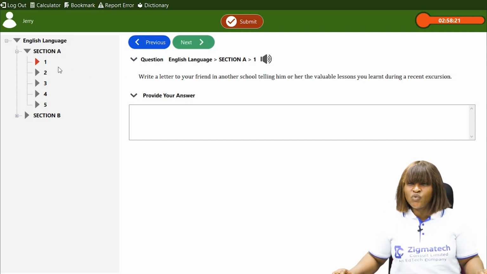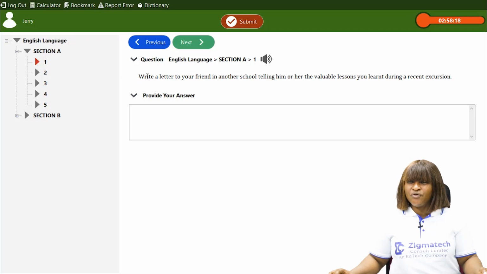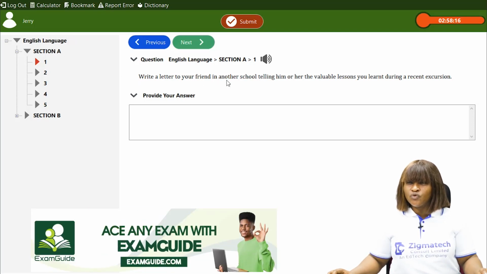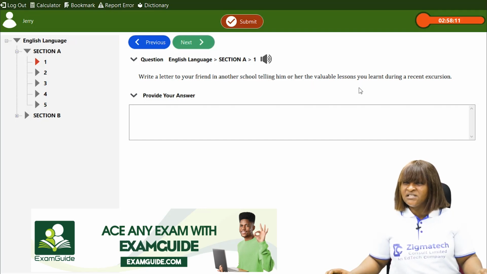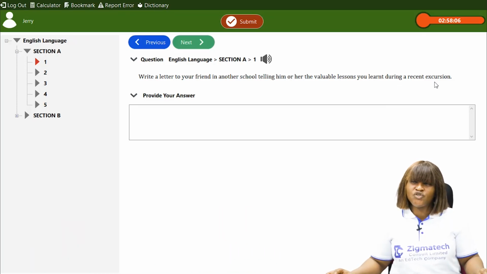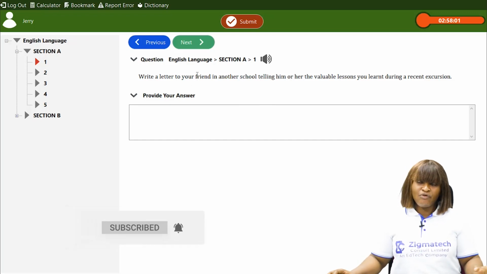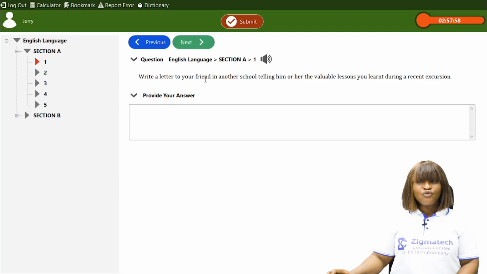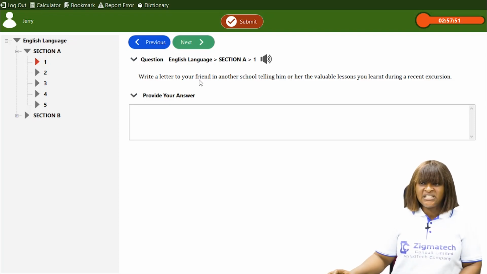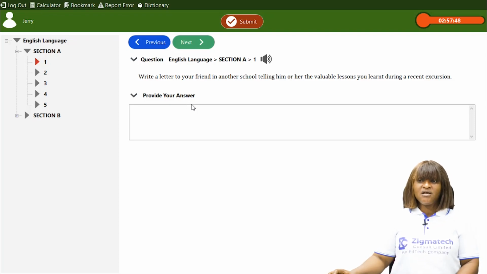So let's look at the first one here. It says, write a letter to your friend in another school telling him or her the valuable lessons you learned during a recent excursion. Write a letter to your friend. Now, looking at the question given, outrightly I know that I'm writing an informal letter. How do I know that I'm writing an informal letter? Because I've been asked to write to my friend. Remember in our introduction we said informal letters are letters that are written to family, well-wishers, and friends.